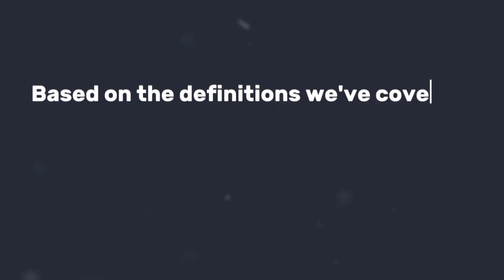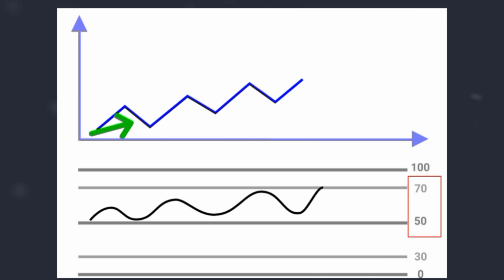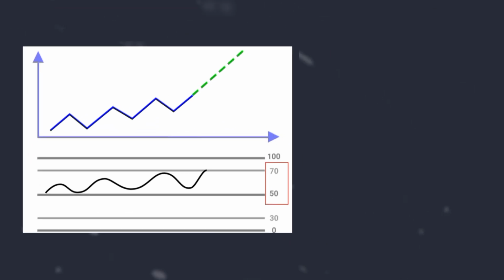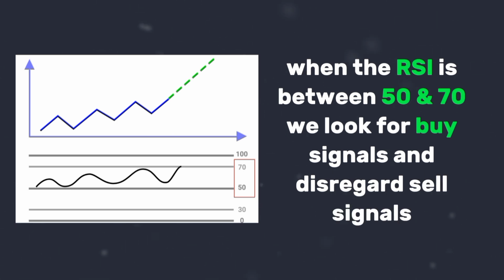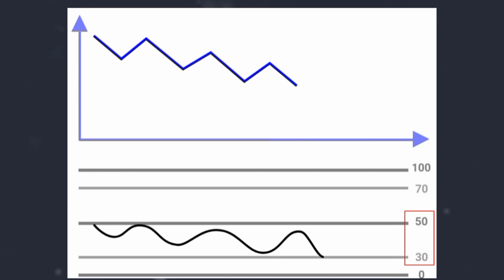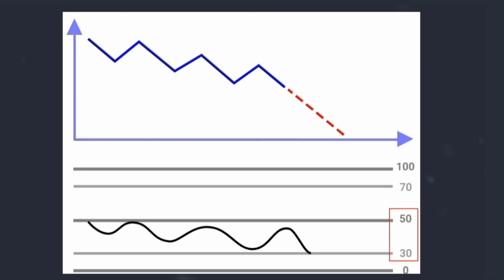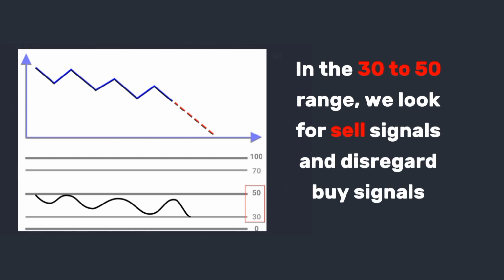Based on the definitions we've covered, we can conclude that when the RSI is between 50 and 70, it signals an uptrend. But the price hasn't yet reached overbought levels, meaning there's still room for further growth. Therefore, when the RSI is between 50 and 70, we look for buy signals and disregard sell signals. On the other hand, when the RSI is between 50 and 30, it signals a downtrend. But the price hasn't yet reached oversold levels, meaning there's still room for further decline. Therefore, in the 30 to 50 range, we look for sell signals and disregard buy signals.